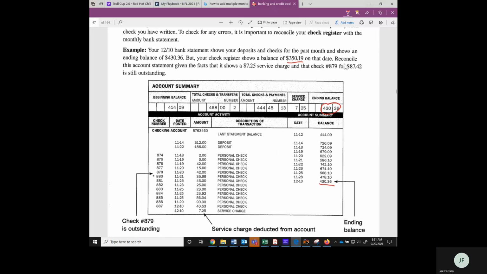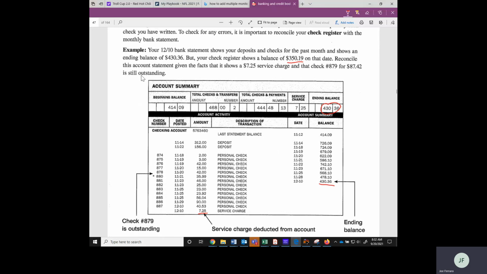So here it says reconcile this account statement given the facts that it shows a $7.25 service charge, so that's down here, and that check 879 for $87.42 is still outstanding. A check or deposit that's outstanding doesn't mean, hey, that's a good check. It means it's missing from the bank statement so far.